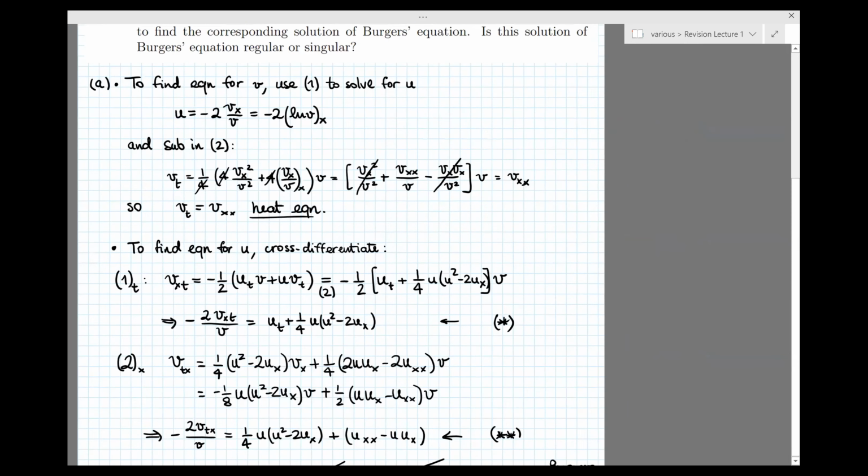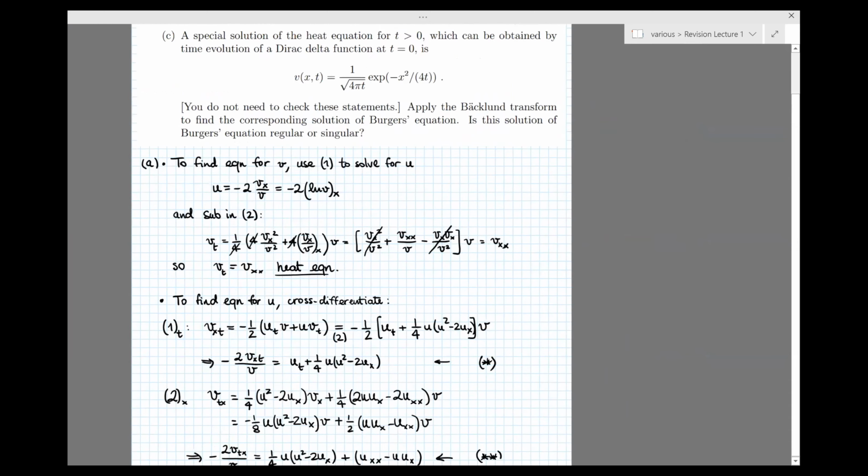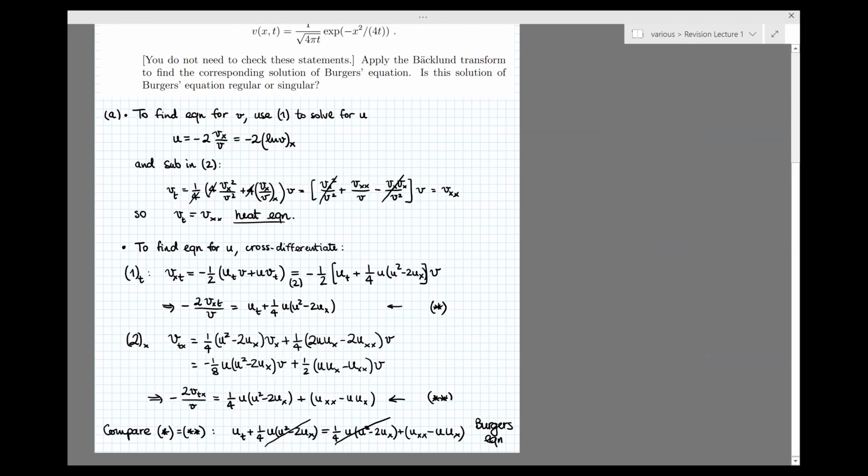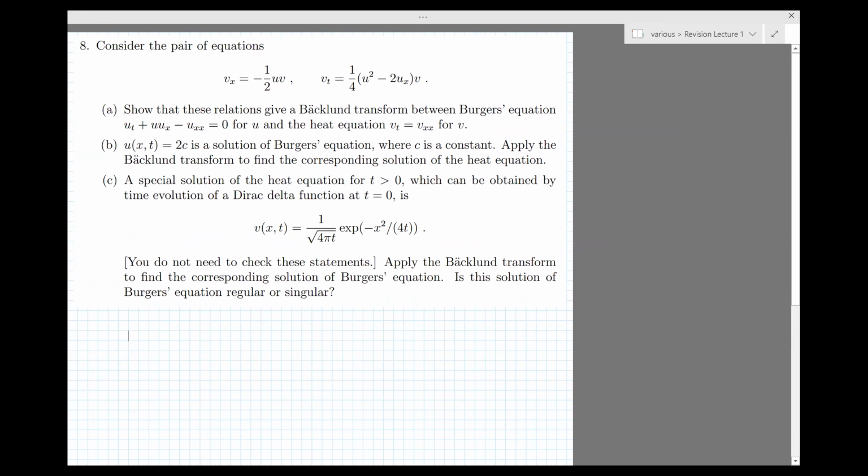So let's check. We want to find that ut plus ux minus uxx is 0, and this is precisely the equation that we have found. Okay, so next we look at part B.